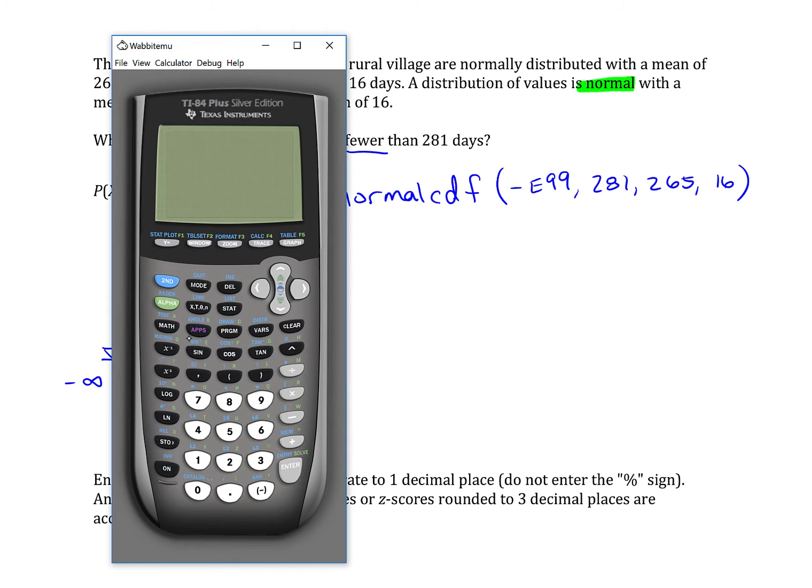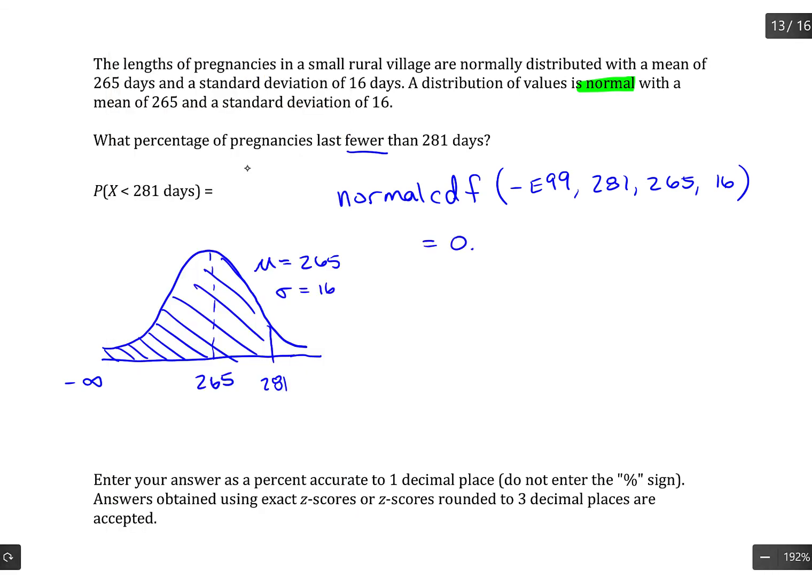So then I'll use my calculator to come up with this probability. Normal CDF is under the distributions menu. You hit second, vars. And negative, second, comma to get the E, 99, comma 281, 265, and 16. So that gives me 0.8413.